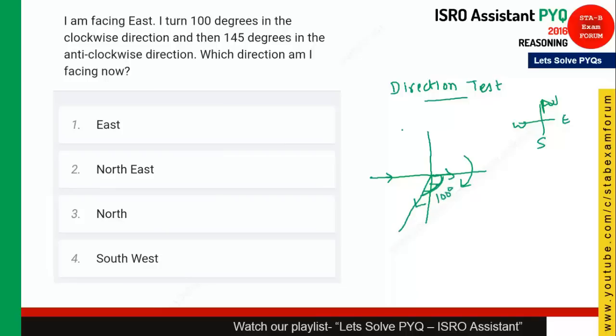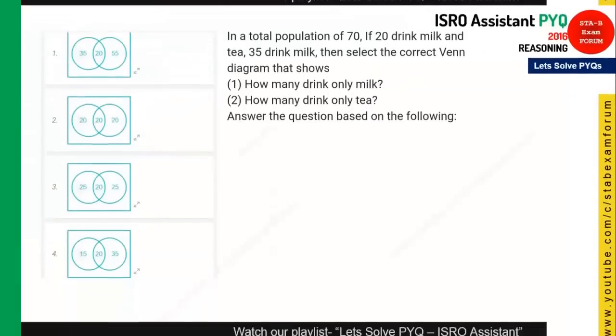Now what you did, you again rotate with direction 145 degree in anti-clockwise. Okay, so anti-clockwise is reverse of clockwise. So after moving 145, so this is 100 and this is 45. Okay, this is total 90, so this is 45. So you are right now in this direction. So what, this is north, this is east, so northeast is the right answer. Okay, so option 2 is the right answer. Okay, let's see the next question.